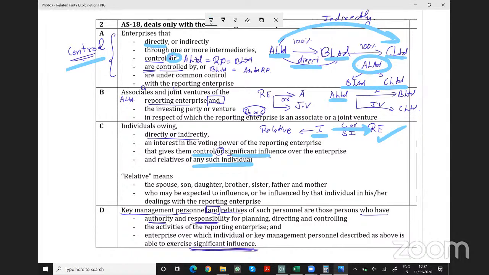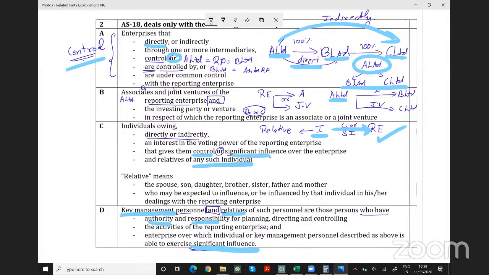The last one is key managerial personnel and their relatives, and those persons who have authority and responsibility in planning, directing, and controlling the activities of the reporting enterprise, and enterprises over which an individual or key managerial person described as above is able to exercise significant control. So any person who can control the activity of the enterprise or influence the activity of the enterprise is known as key managerial person, and should be termed as a related party.